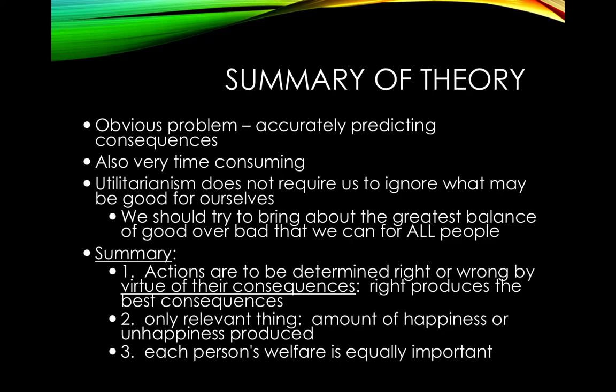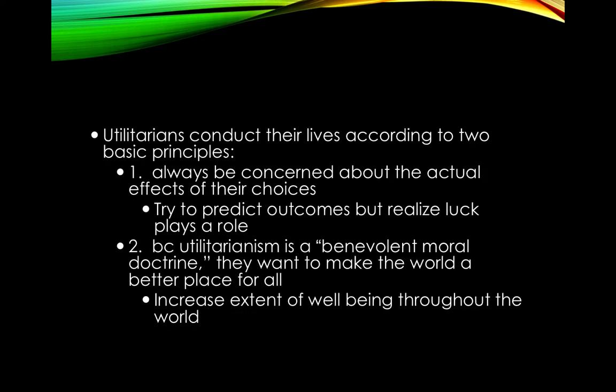So to summarize this, actions are determined right or wrong by virtue of their consequences. Right produces the best consequences. The only thing that matters is the amount of happiness or unhappiness produced, and everyone's welfare is equally important. So utilitarians conduct their lives according to 2 main principles. Be concerned about the actual effects of your choices and try to predict outcomes, but realize luck plays a role. And because utilitarianism is a benevolent moral doctrine, they want to make the world a better place for all. We want to increase the amount of happiness and well-being for everyone throughout the world.